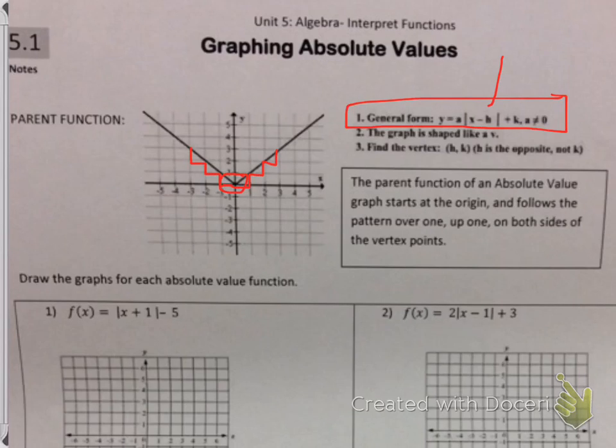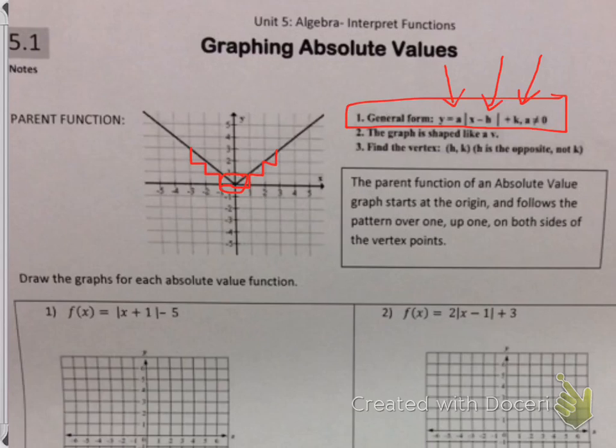In order to get our graph to move left or right, we would put a number here attached to the x. In order to move our graph up or down, we would put a number right here in place of the k. And in order to stretch our graph vertically, we would change the number out in front. If it was the number 2, instead of going over 1, up 1, we would go over 1, up 2, over 1, up 2. So how do we know if we're going left or right or up or down according to the numbers that are put into our equation?